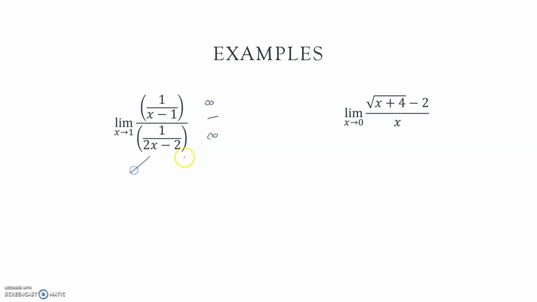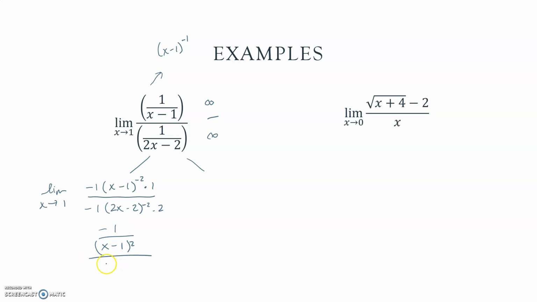Let's try it. We'll try it two ways. We'll try it with L'Hopital's rule. So since we can, we'll use L'Hopital's rule. This is the same thing if I rewrite it as x minus 1 to the negative 1 power. So when I take that derivative, I get negative 1, x minus 1 to the negative 2 power times 1. And this one would be negative 1 times 2x minus 2 to the negative 2 power times 2. And I get negative 1 over x minus 1 squared and negative 2 over x minus 2 squared.